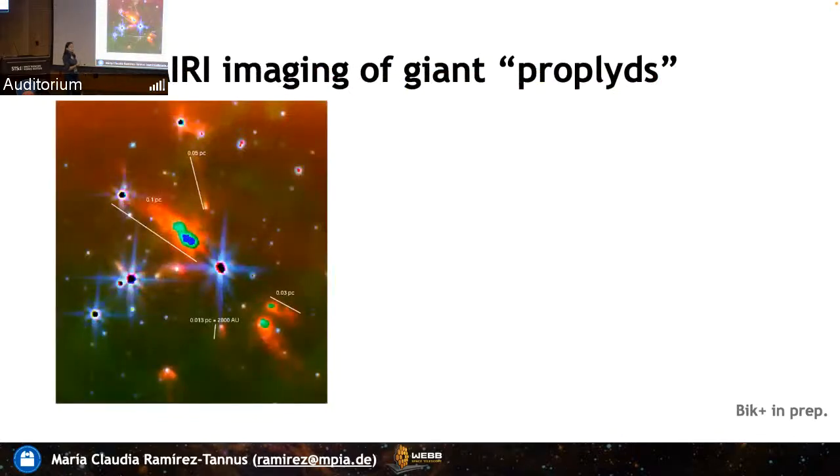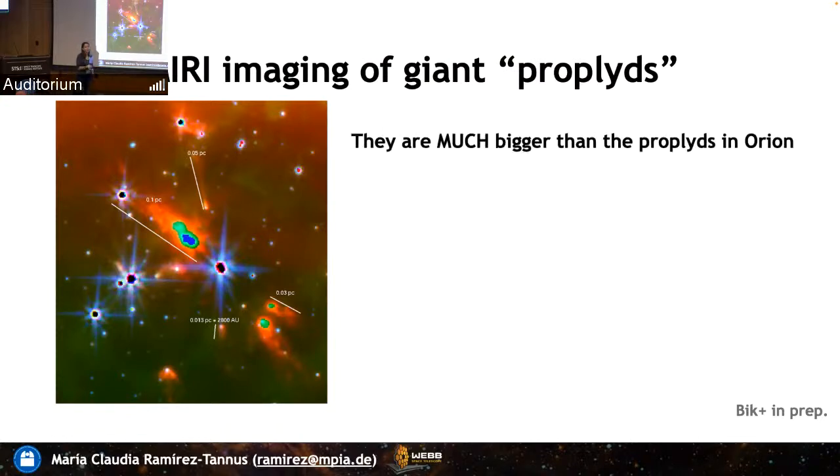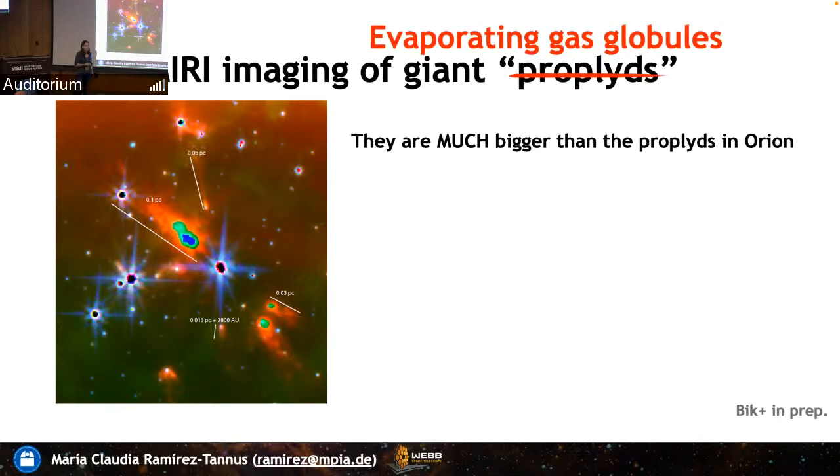Now, as I was saying, we thought at the beginning, because of the shape, we called them proplets, but then when we looked closely, we realized they are just much bigger than the proplets in Orion. Therefore, we don't think they are proplets, but more like evaporating gas globules. This is very puzzling, because this is a very extreme environment. This is a lot of FUV radiation. And the fact that these giant monsters are surviving is a bit puzzling.